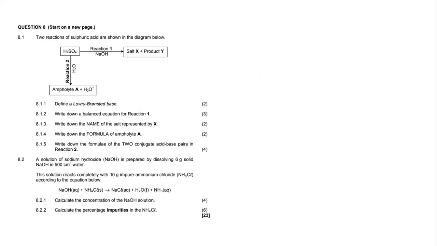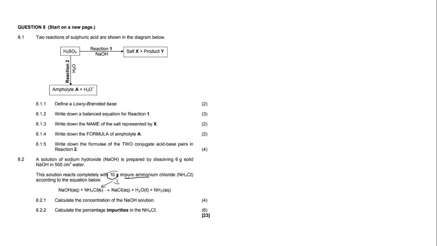So we're going to take that impure sample. Remember, the solution reacts completely with 10 grams of impure ammonium chloride, meaning this 10 grams is not 10 grams of NH4Cl. This 10 grams is a combination of other elements. That's why we say it is impure. Right? It is 10 grams.